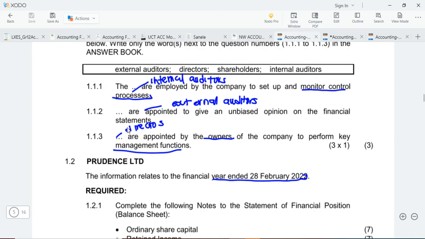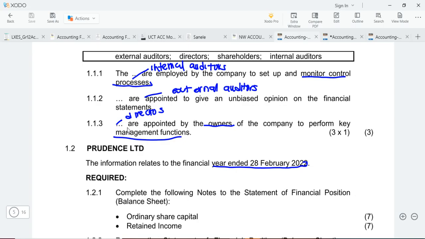And then the next concept says that they are appointed to give an unbiased opinion on the financial statements. This one will be external auditors. External auditors are appointed so that they can give us an opinion that is based on facts on our financial statements. Their opinion has nothing to do with feelings. They give us an opinion based on the facts that they have from the financial statements, hence they're saying that it is an unbiased opinion.